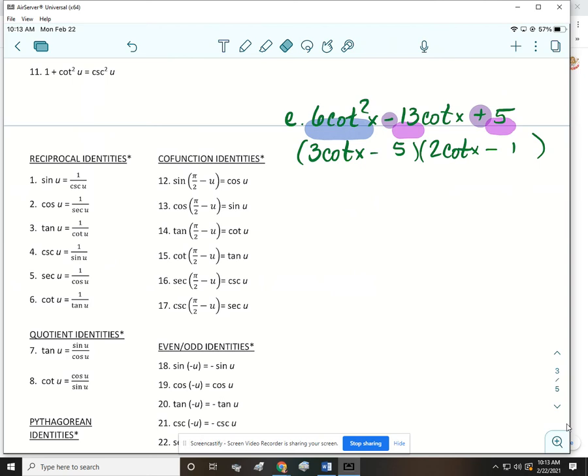All right, and then these, there's nothing we can do. There's no identity that works with these numbers. So that's it.